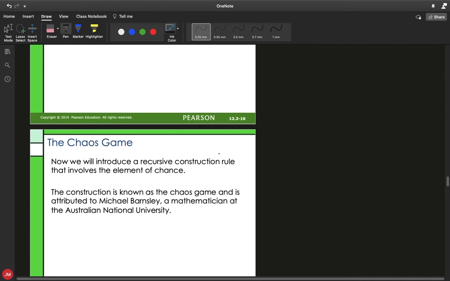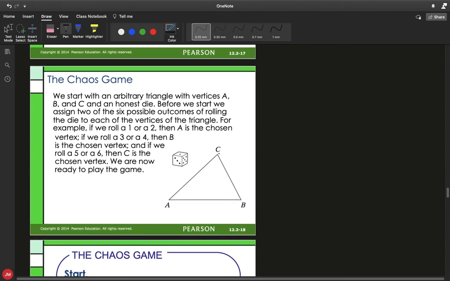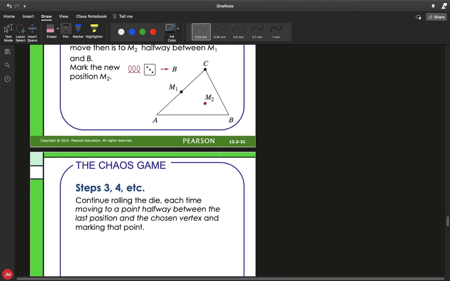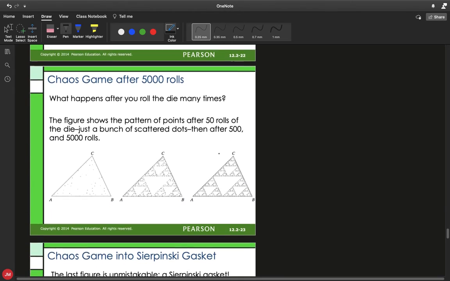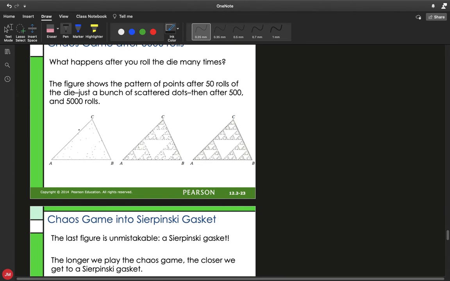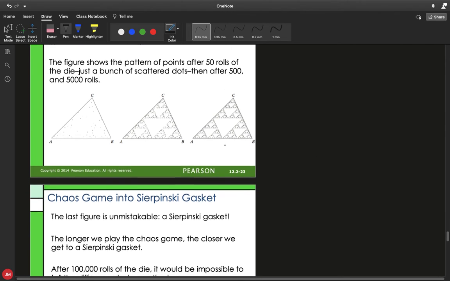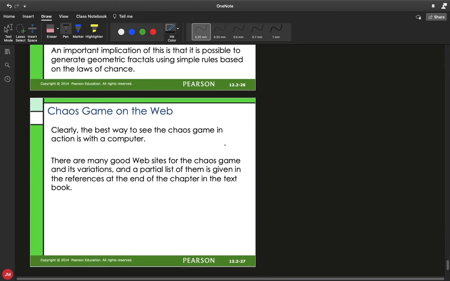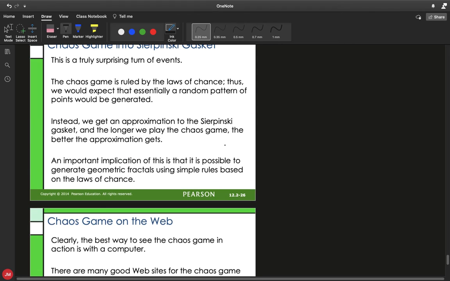The rest of the slides for 12.2 just talk you through the chaos game that we played earlier in class today. Feel free to read back through these and see those once again if you would like to. They do detail that for you and also have some pictures to show you what it looks like after 50, 500, and 5,000 rolls in case you wanted to see that progression. But again, that was something we saw in class, so not necessarily something that we need to read over.